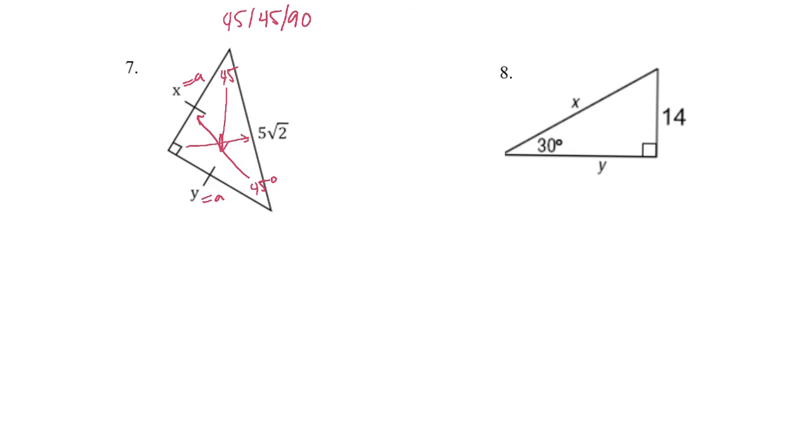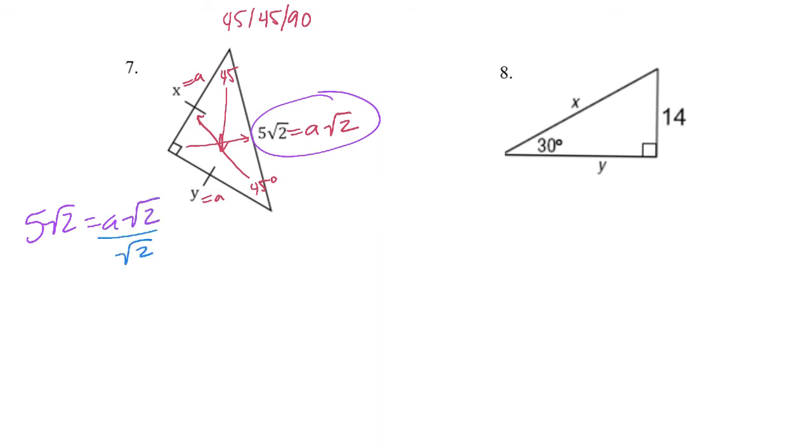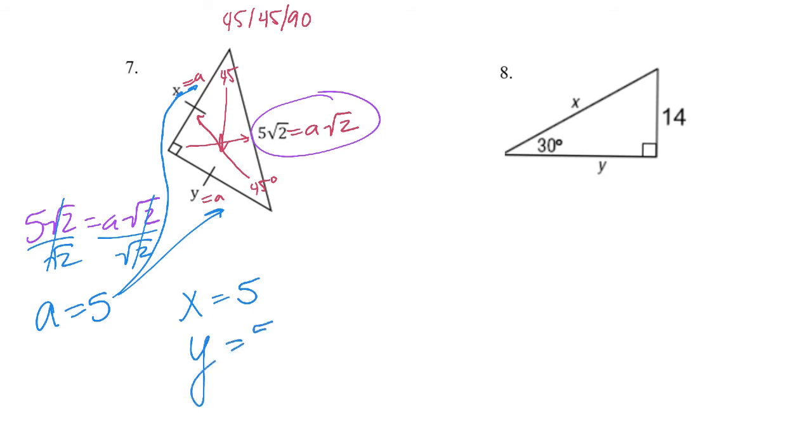And the side across from the right angle is A root 2. And that's the only one you notice that we have a number on right here. So I'm going to rewrite it. 5 root 2 equals A root 2. And remember, we got to get A by itself. Divide by square root of 2 on both sides. They cancel out. So A equals 5. So now we can plug that in. So x equals 5 and y equals 5.